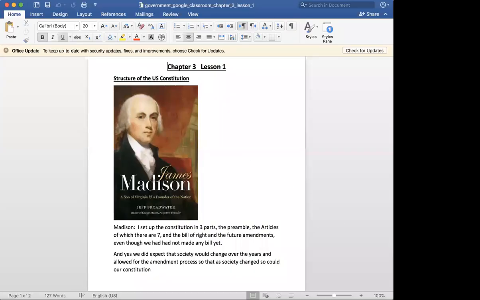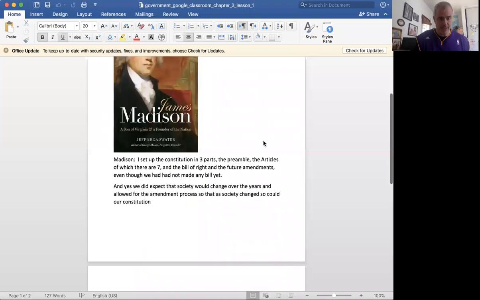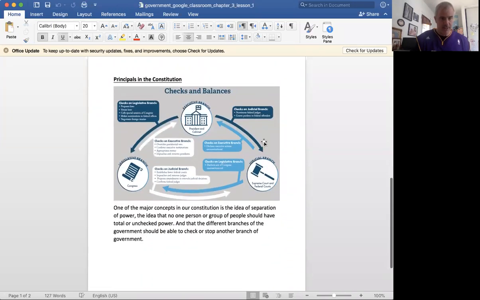All right, and as we move on here in our studies for the day, the next section we're going to discuss is a section titled Principles in the Constitution. And we're going to do a quick breakdown of these one by one, and that's how we're going to finish class today.